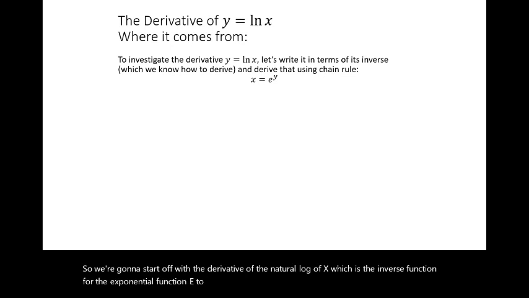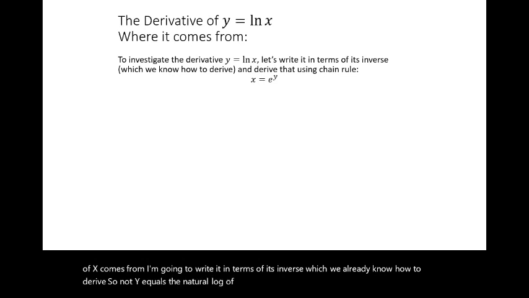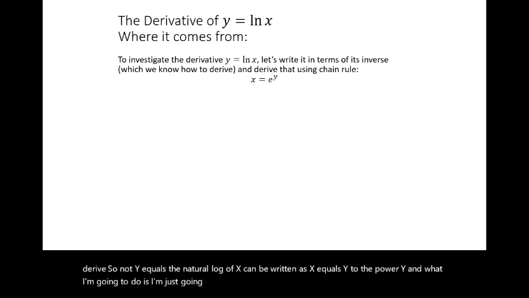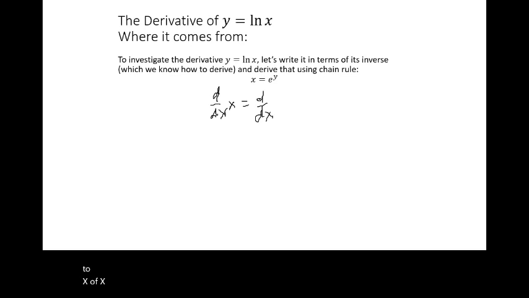To show you where the derivative for natural log of x comes from, I'm going to write it in terms of its inverse, which we already know how to derive. So y equals the natural log of x can be written as x equals e to the power y. I'm going to take the derivative with respect to x of both sides of this equation. So I've got the derivative with respect to x of x equals the derivative with respect to x of e to the y. The derivative of x with respect to x is 1.